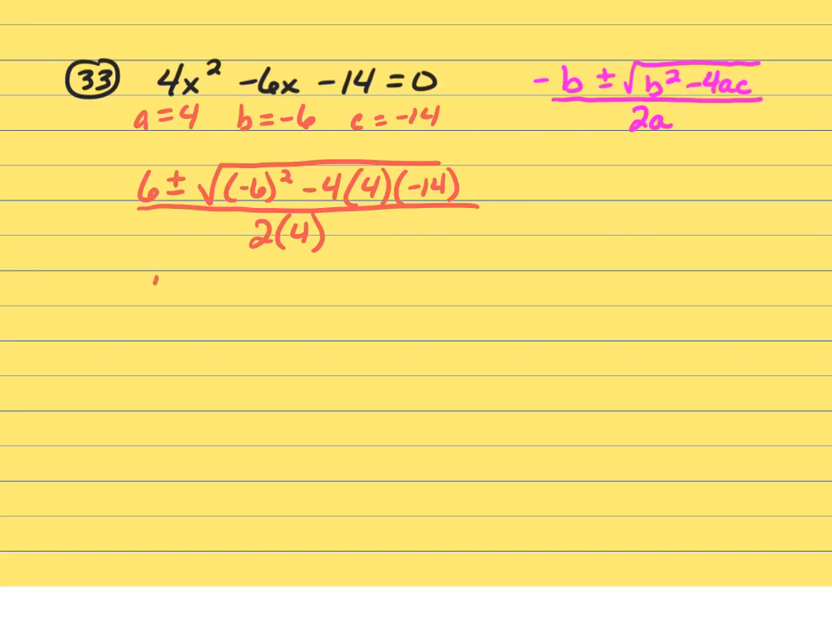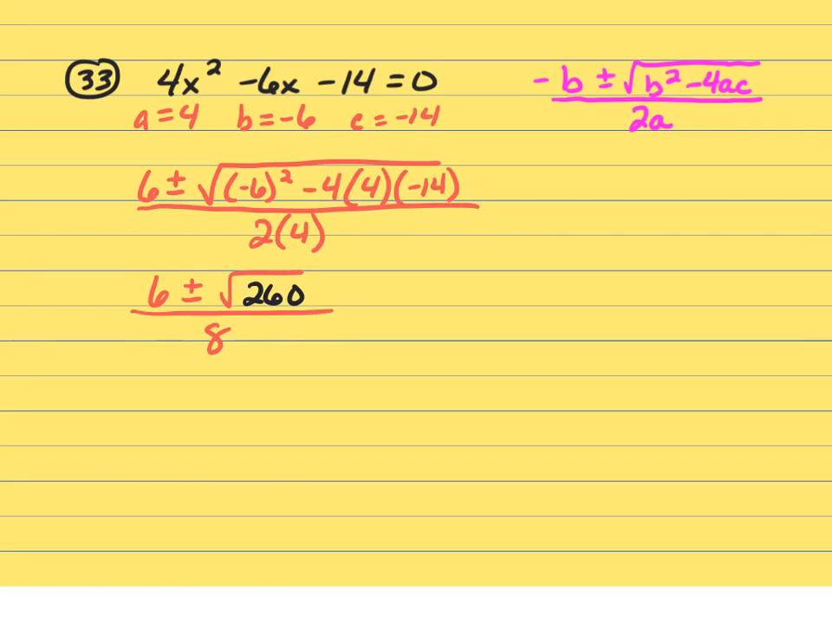From here, I'm going to simplify it. 6 plus or minus the square root over, and 2 times 4 is 8. So now I just need to find the discriminant. And the discriminant ends up being 260. All right, now from here, when I type in the square root of 260, I get a very long decimal, and we're not allowed to round off.